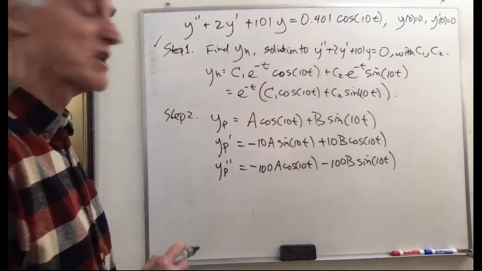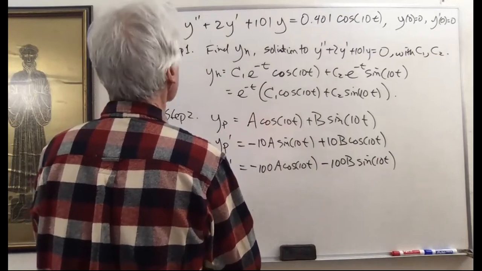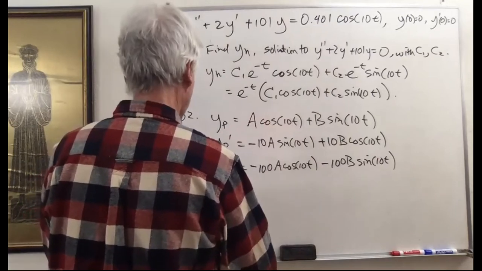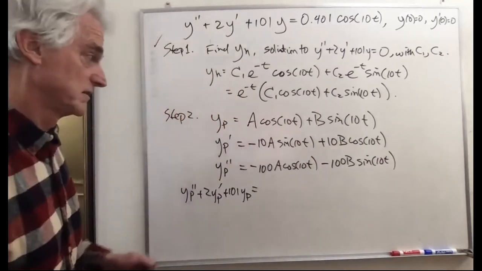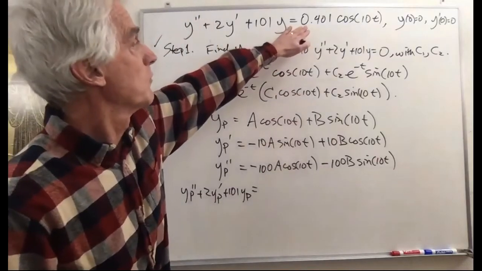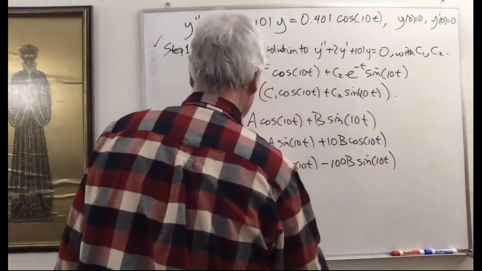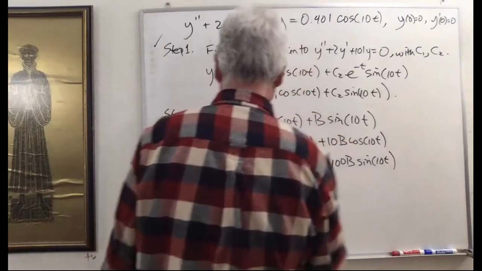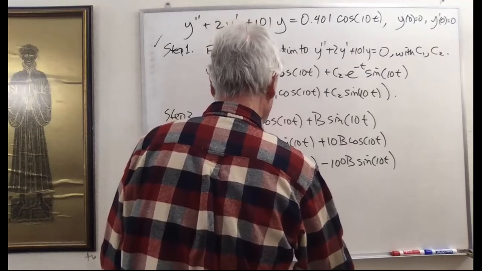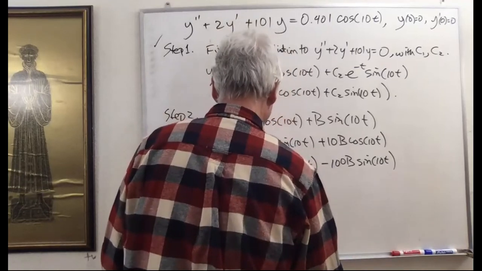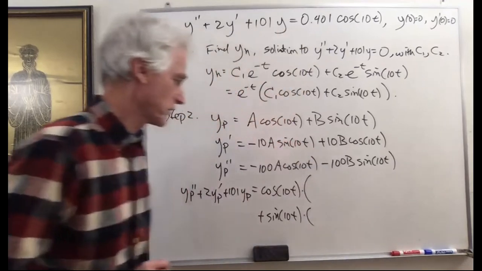Okay? And now I'm going to take yp double prime plus 2yp prime plus 101 yp, figure out what that is, and set it equal to 0.401 cos t. Let's write it this way: I'm going to write it as cos of 10t times something plus sine of 10t times something else. I'm going to gather the terms.